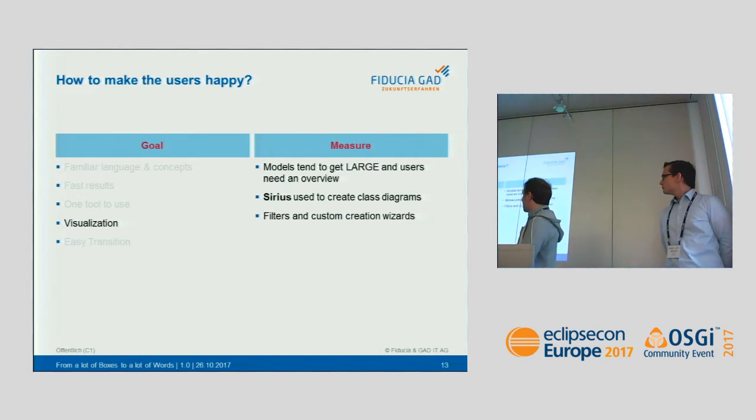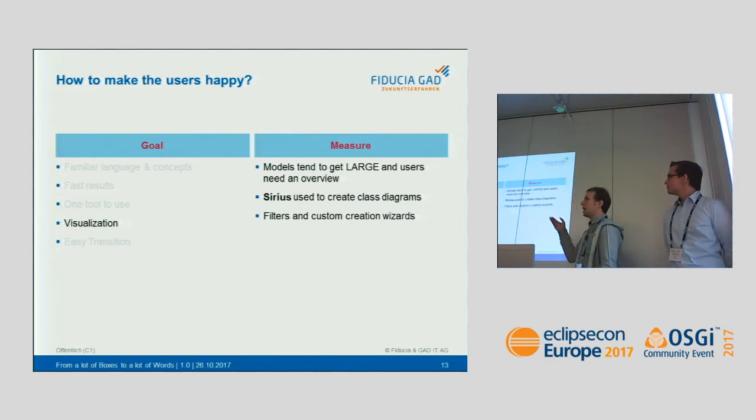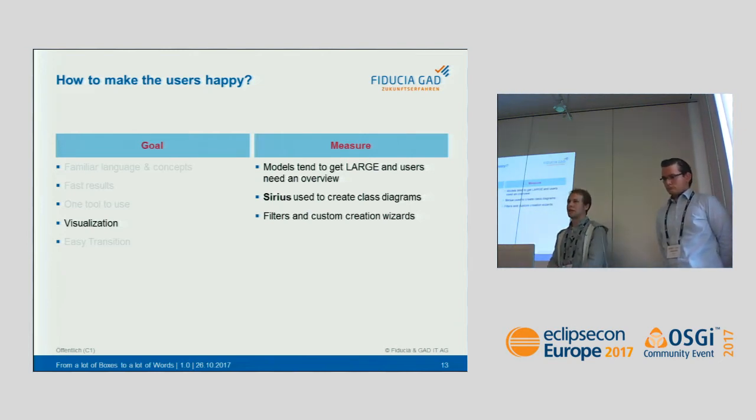Well, one important aspect is visualization. People ask for it very often because models tend to get large, maybe not large in a technical sense, but if they have about 3,000 top-level elements like services, classes, and so on, it gets hard for the users to maintain an overview, to get the big picture of the overall structure, and they need some means to get that. We used Sirius to create a simple class diagram. It was a matter of days to get that done, and the way you work with it pretty much resembles the way you work with diagrams in Rational Software Architect. So people like that a lot. We added some filters and custom creation wizards to create diagrams easily, but that solved the problem really fast.